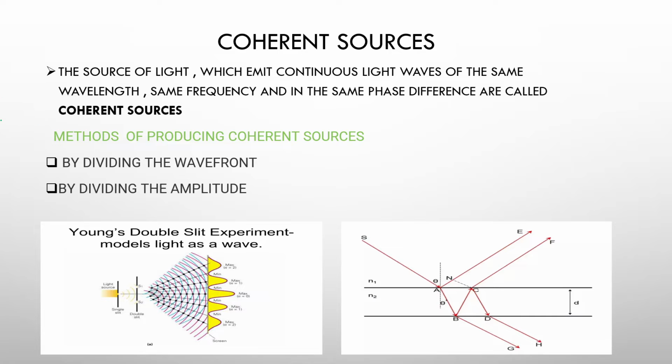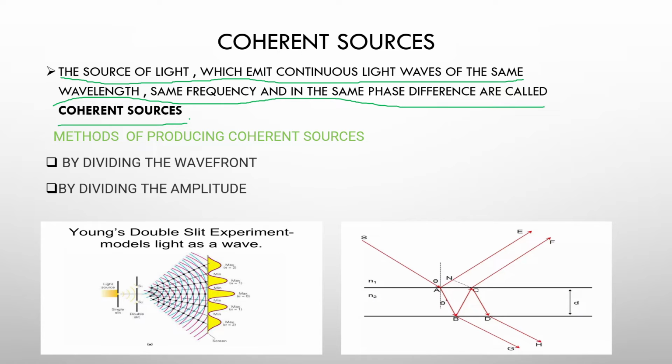So coherent sources are the sources of light which emit continuous light waves of the same wavelength, same frequency, and in the same phase difference. These are the ideal characteristics of a coherent source, but practically it is impossible to have a source which has the same wavelength, same frequency, and same phase difference.